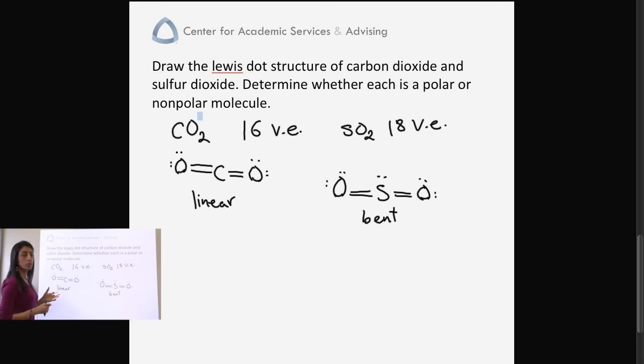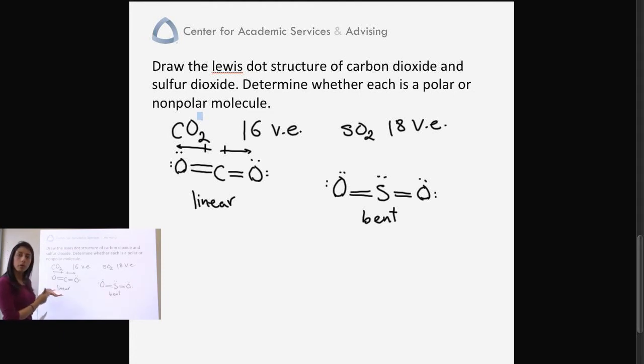So the next step is to determine if one of these is polar or non-polar. So where does polarity come from? Each one of these bonds, this CO bond, is a polar bond due to the large difference in the electronegativity of carbon and oxygen. So these bonds are polar, and carbon is going to be partially positive while the oxygens are partially negative.